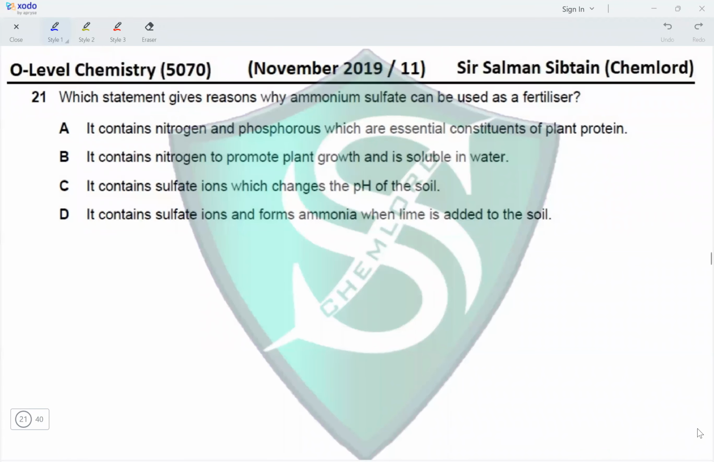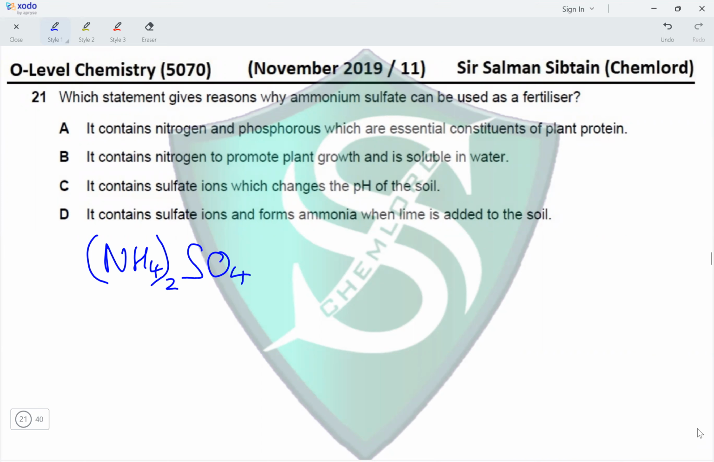Hi guys, this is O-Level Chemistry, paper 11, November 2019, question 21. Which statement gives reasons why ammonium sulfate can be used as a fertilizer? Ammonium sulfate is NH4 taken twice, SO4.